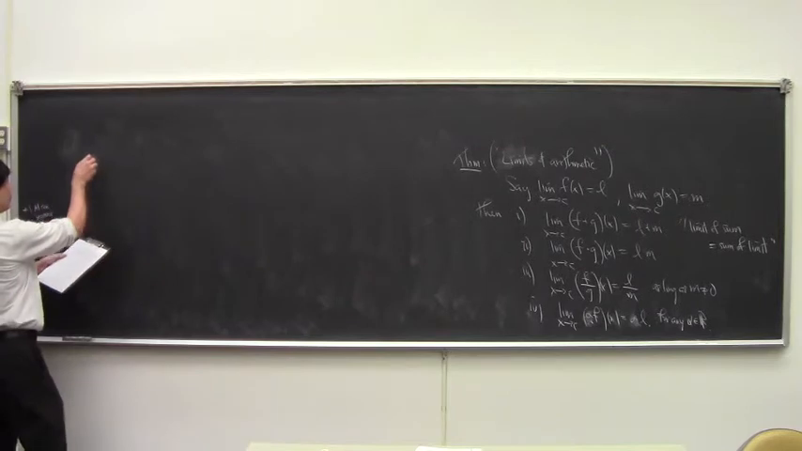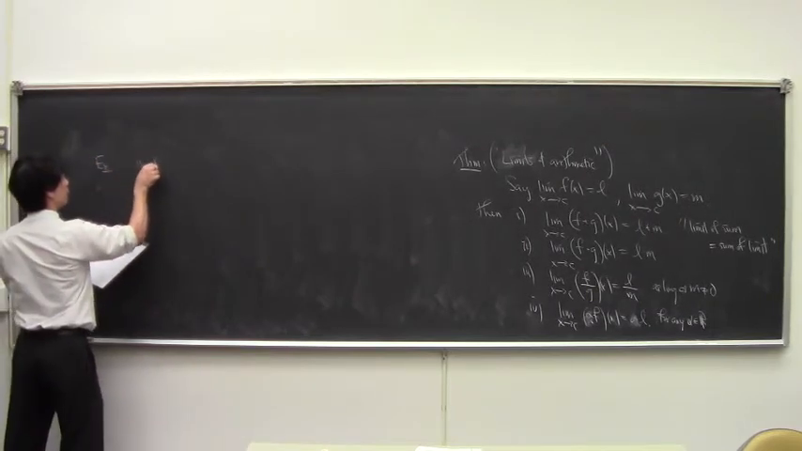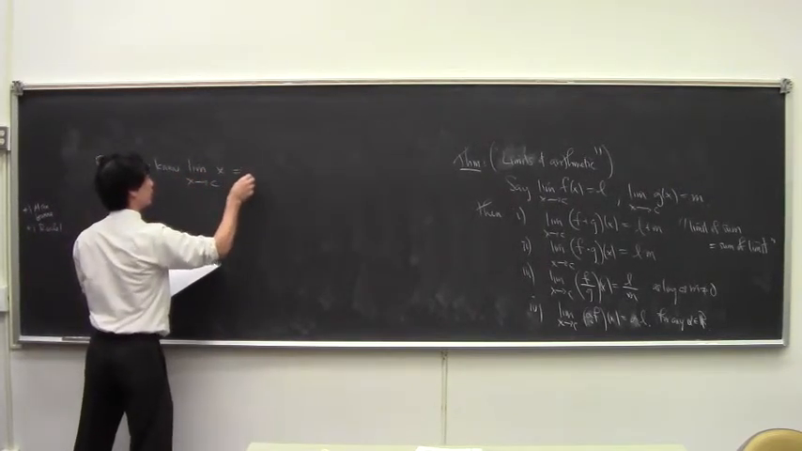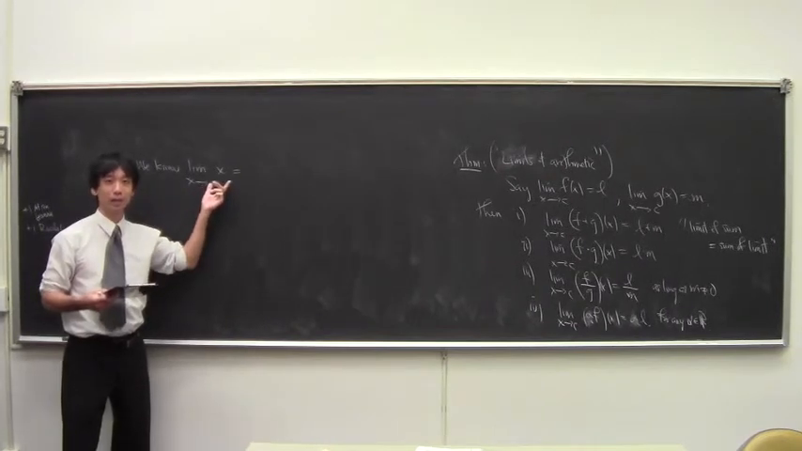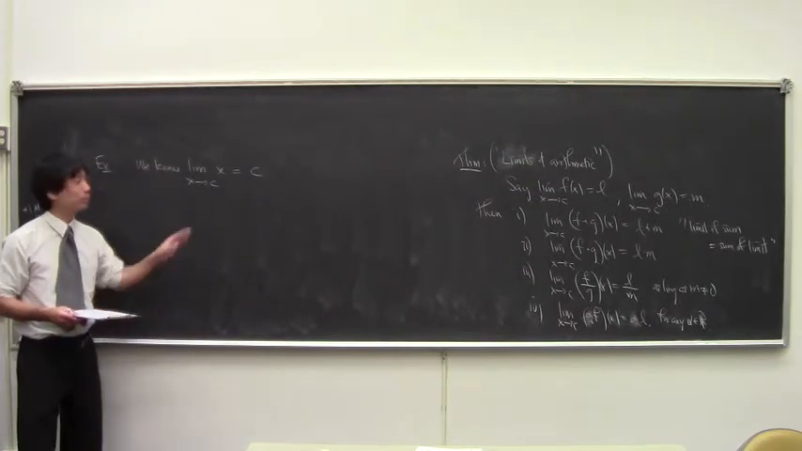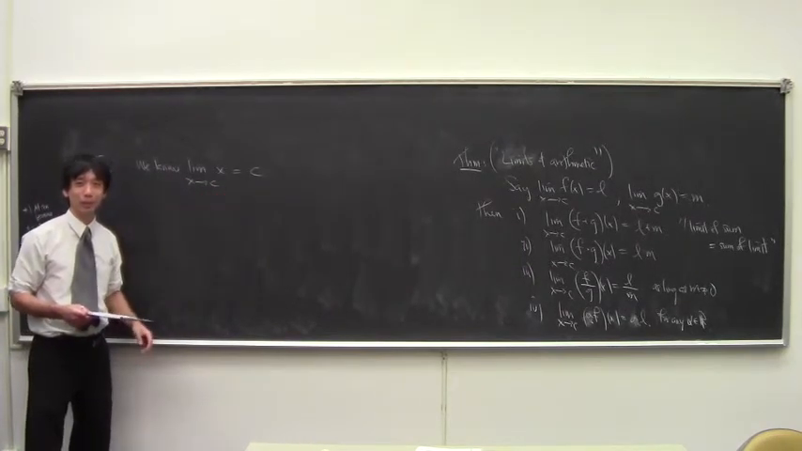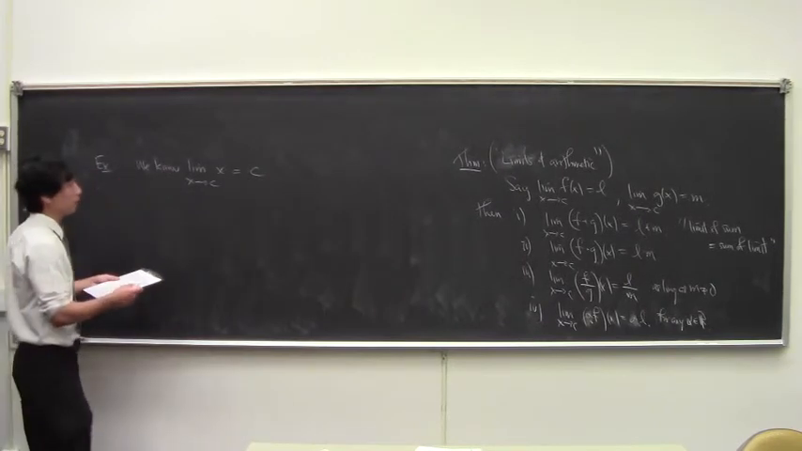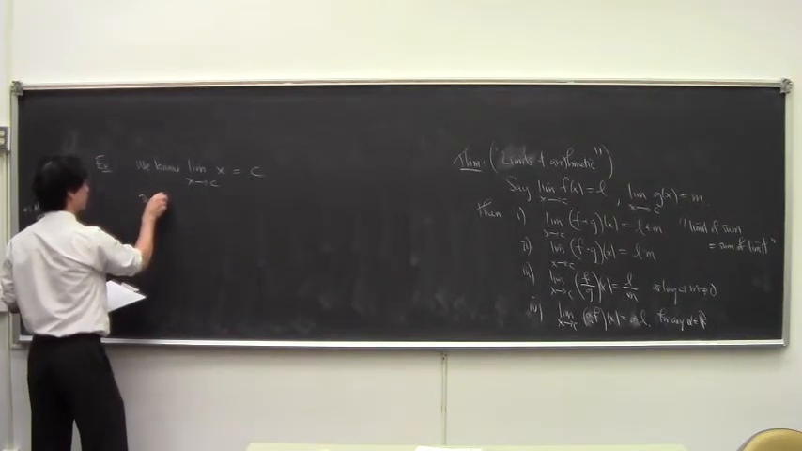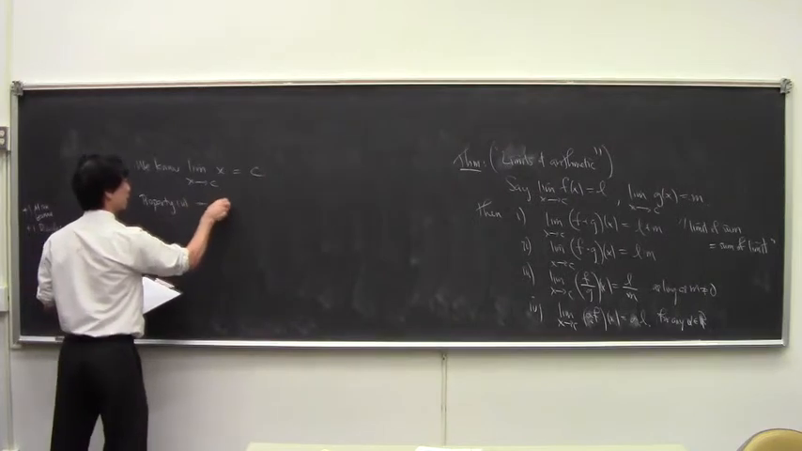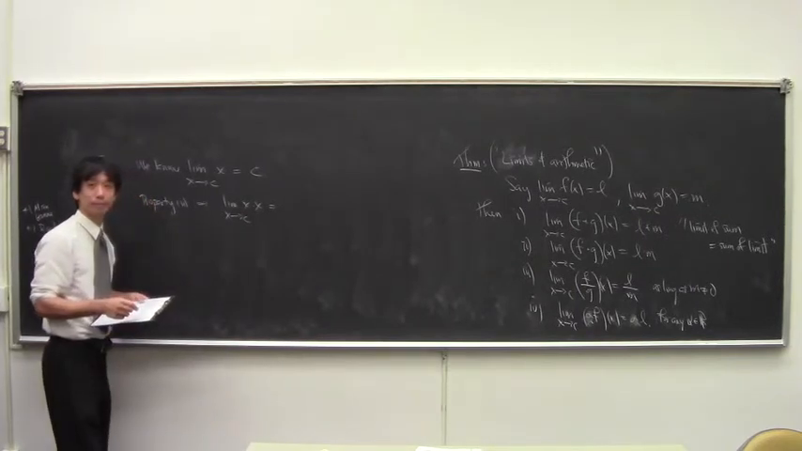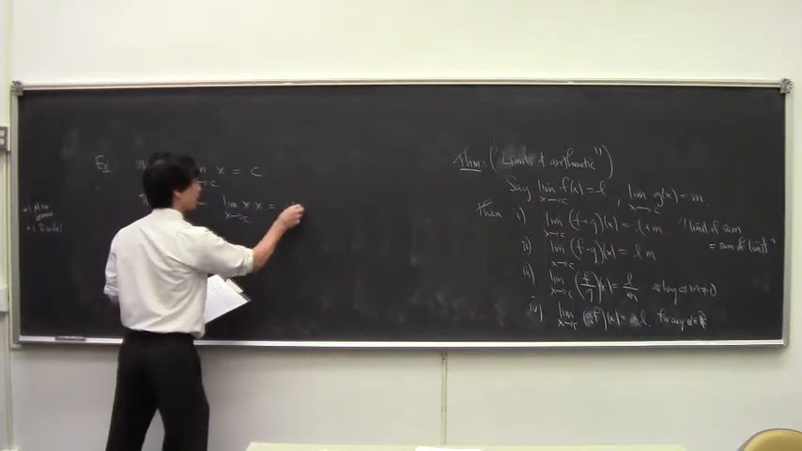Okay, so here's an example. So we know that the limit of x as x approaches c is what? c, right? That's easy. If you want, you can go through the epsilon-delta argument. Let's just say it. Okay. So if we use now the second property, property 2, then that implies that the limit of x times x as x approaches c is what? c squared, right?